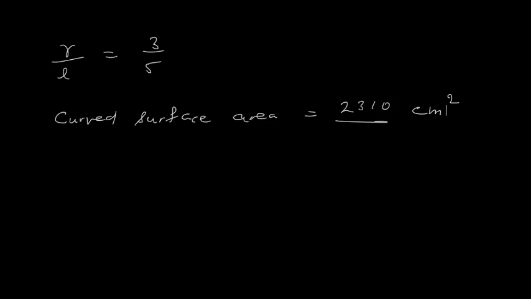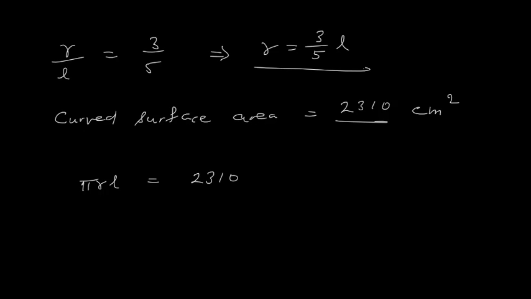Now curved surface area, we know the formula. This is given. Curved surface area for a cone is pi RL. So pi RL is given as 2310. Now R upon L is 3/5. This indicates that the value of R is 3/5 L.